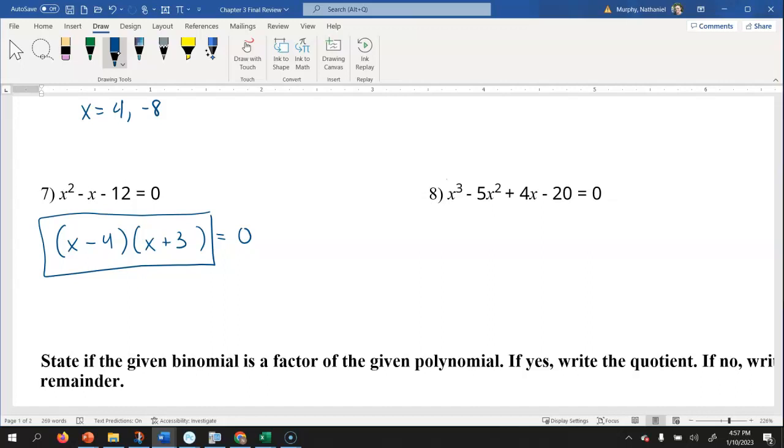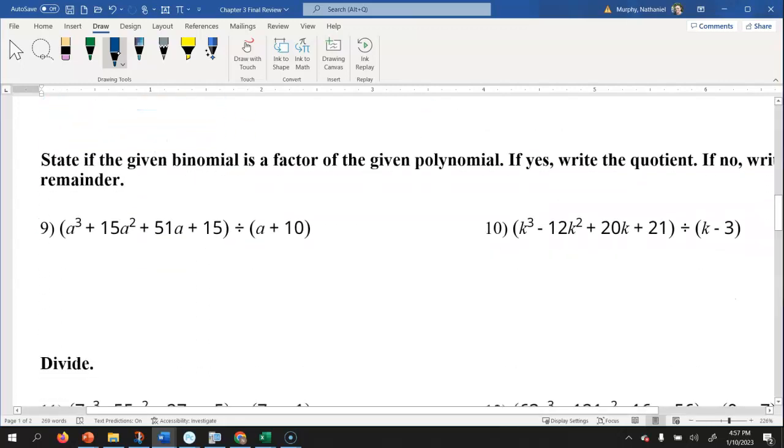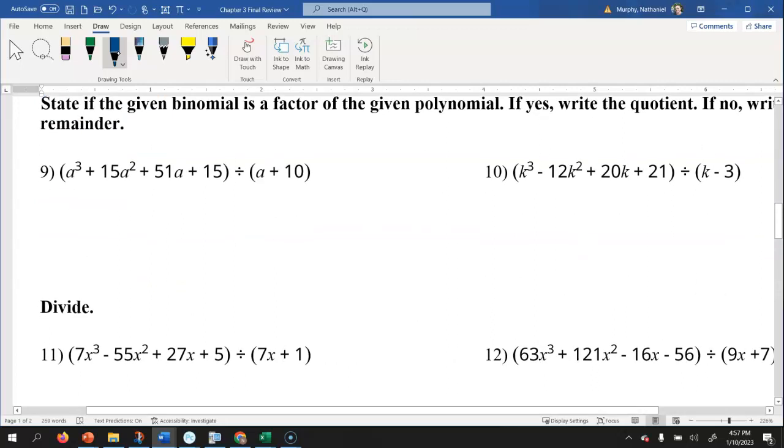Number 8, we did not learn about factoring when there's 4 terms. We do that using what we call grouping, but that has not been an emphasis, so we are going to skip number 8. All right, we're going to do a few skipping here just to give you a heads up. We're going to skip 11 and 12, but we're going to do 9 and 10.